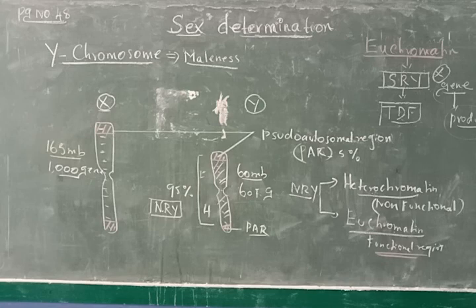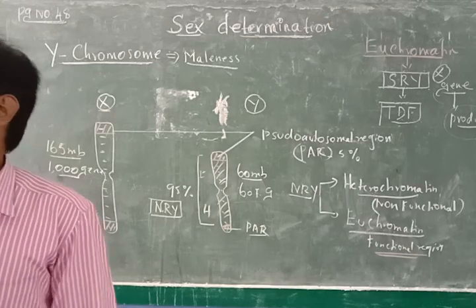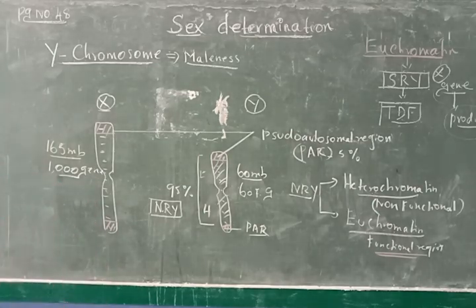Third one. Two dissimilar gametes are produced by the sex chromosomes, called heteromorphic. Two dissimilar gametes. So heteromorphic you have written or heterogametic you have written. Okay, fine.